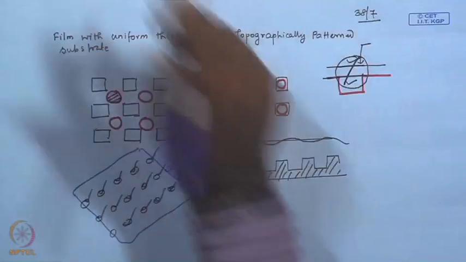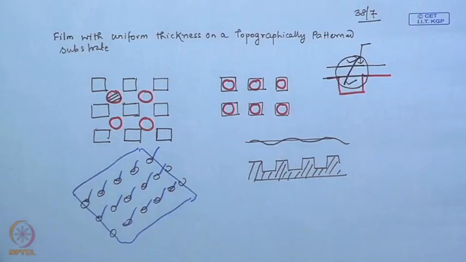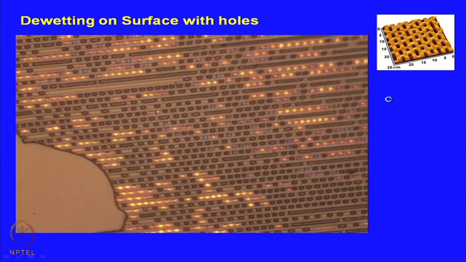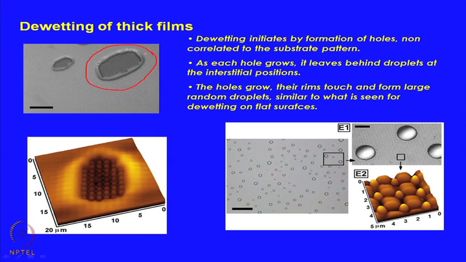But for a slightly thicker film, it is more interesting in the sense that the film does not rupture at the level of each feature. In contrast, it sort of ruptures with the formation of holes which are non-correlated to the substrate or the template, like you see the formation of random holes on a featureless flat surface. Okay. So, you see these holes under an optical microscope, a pretty high resolution optical microscope.